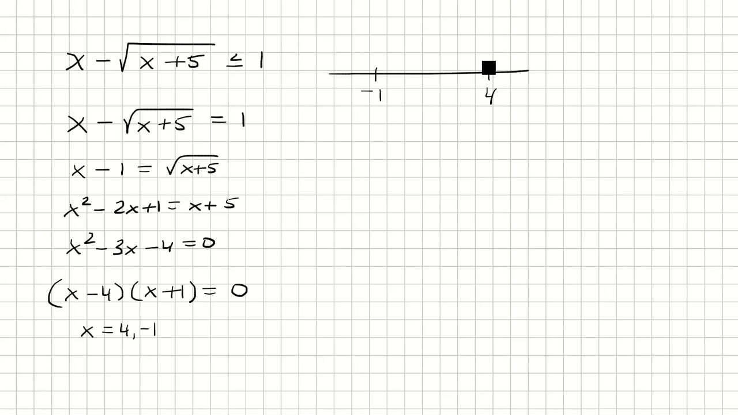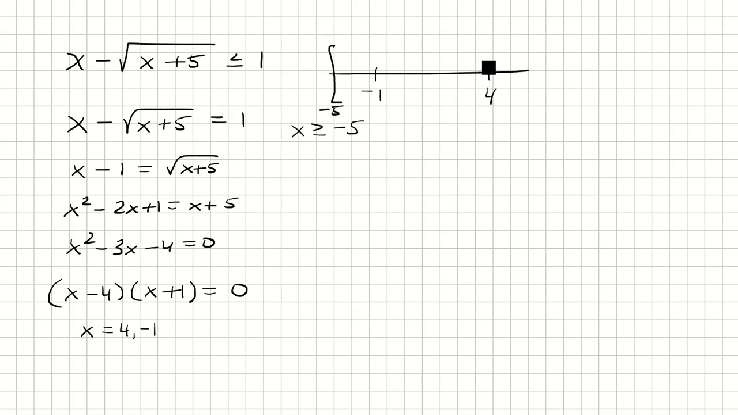Note that the equation here has a square root, and this is only defined when x is greater than or equal to negative 5. Otherwise, we'll be taking a square root of a negative, and we're not allowed to do that. So I'm going to put a border here at negative 5.